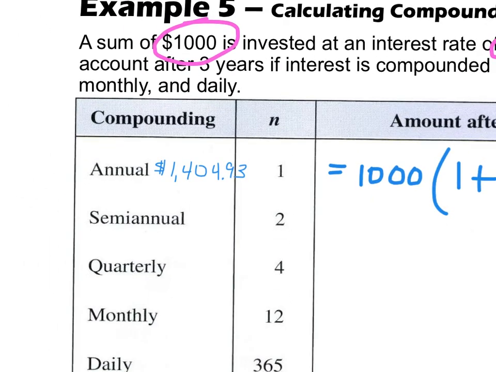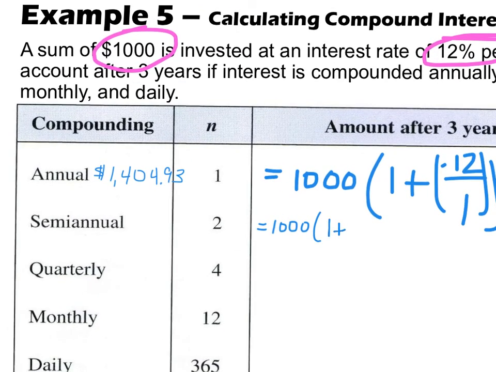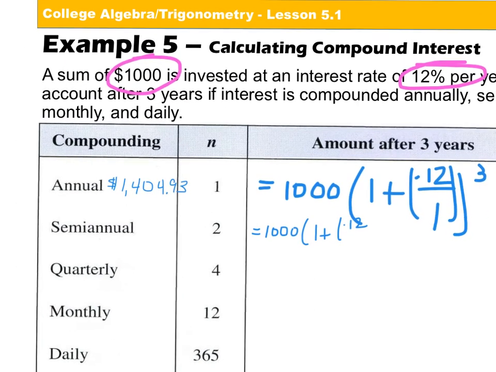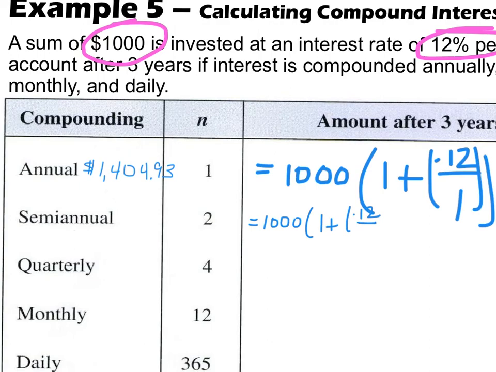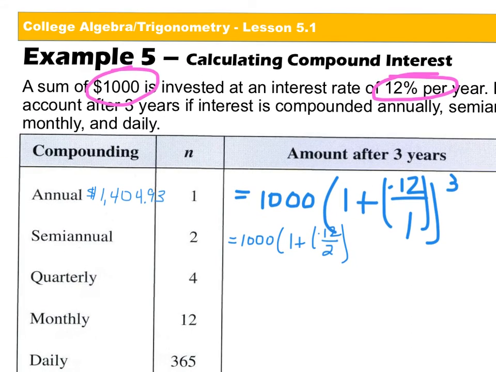All right, so now if I'm going to find semi-annually, we're going to do the exact same thing. Still have $1,000 I started off with. I have 1 plus, but instead of 0.12 divided by 1, I'm going to do 0.12 divided by what? 2. And then I raise it to the N times T. What is N times T? What is our time? 3 years, and what is our N value? 2, so I'm raising it to the 6th power.